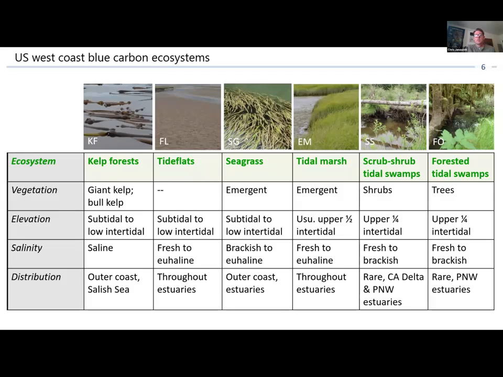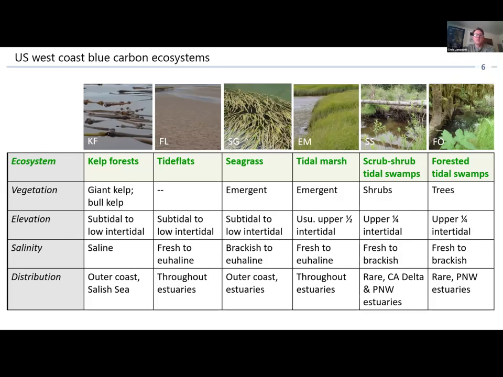From Northern California up to Alaska, we have bull kelp and Nereocystis forests. There's a lot of interest in kelp forests as blue carbon ecosystems, but not a lot of data. And as Melissa described early in her first presentation, the mechanisms of how kelp forests are storing carbon are likely different than a lot of these more estuarine environments.